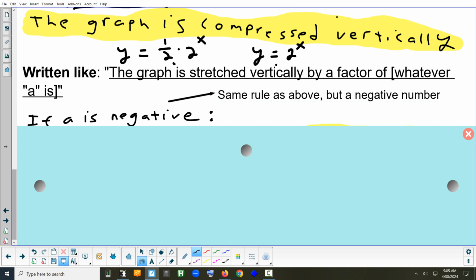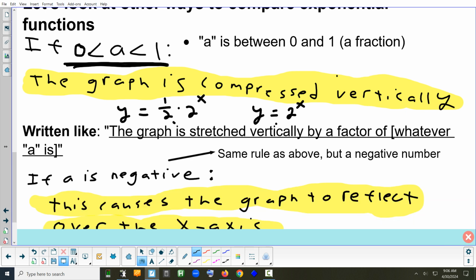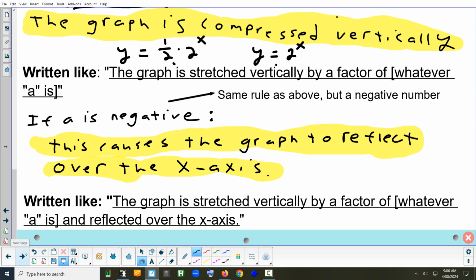All right, now let's look at this one. If A is a negative value, on your guiding notes, right below where it says written like, it says if A is negative. What do you think you still have to say first, even if the A is negative? What do you think the first part of your sentence would be? Vertical stretch by a factor of. Yep. So you're still going to start out by saying vertical stretch by a factor of. That's this part you said right here. Stretched vertically by a factor of.